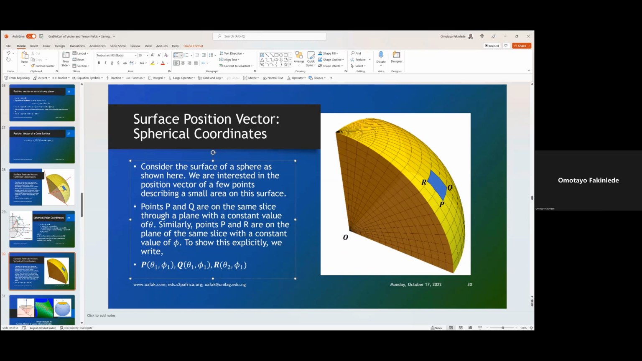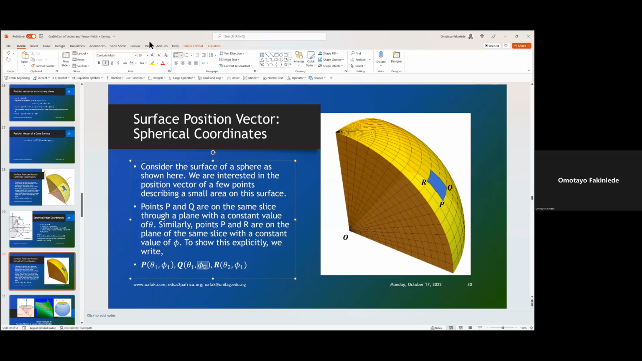P, what is constant? Along R and P, I will say that phi is constant, but along P and Q, theta is constant. So the points P and Q are on the same plane with a constant value of theta. Similarly, points P and R are on the plane with a constant value of phi. To show this explicitly, we can say P is theta 1 phi 1, Q is theta 1. Oh, no, it cannot be theta 1 phi 1 because P and Q are on the same slice. So theta is constant, but phi is not. So it is theta 1 phi 2.